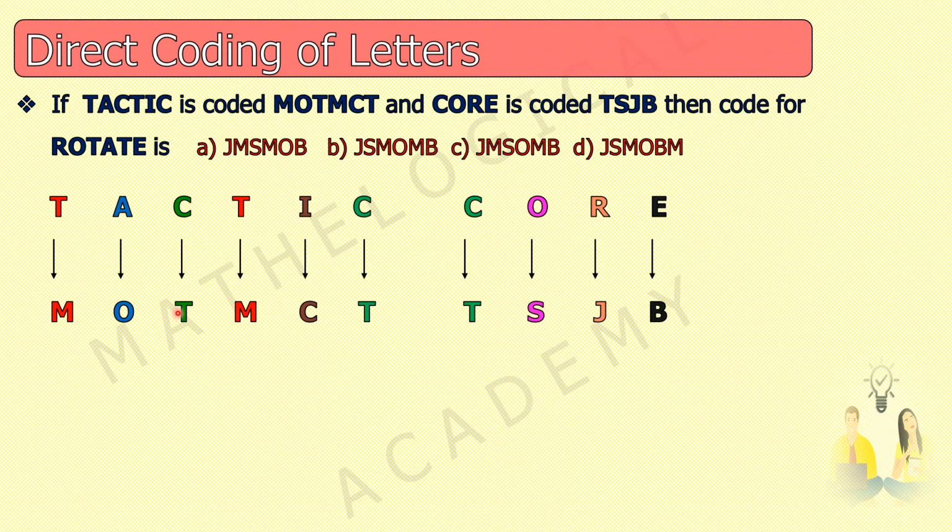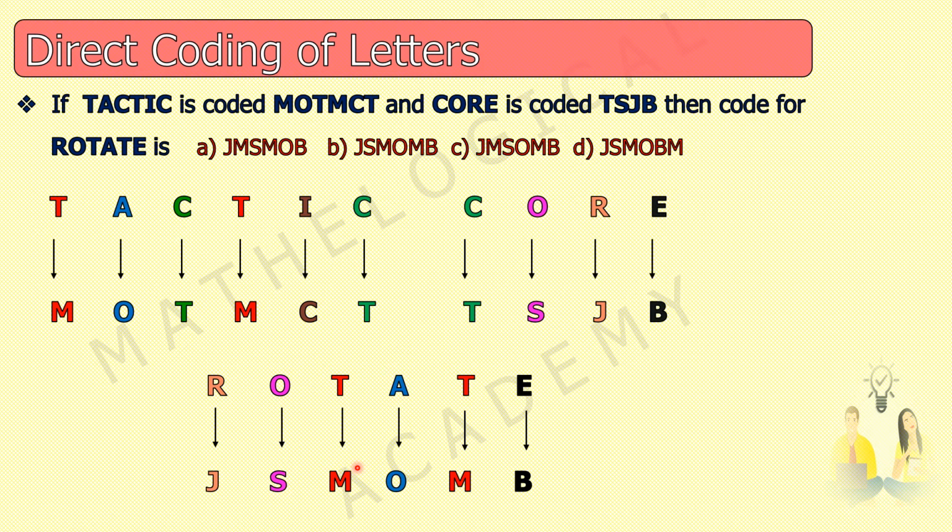Now how do we get the code for our word rotate? That will also be direct. So we'll pick the code for R from one of these words. Code for R is J. We'll write J. Code for O is S. We'll write S. Code for T, M. Here code for A is O, and likewise we can get the code for all the letters. You will see that all the letters in rotate are present either in tactic or in core, and so you can get the complete code from these two words.